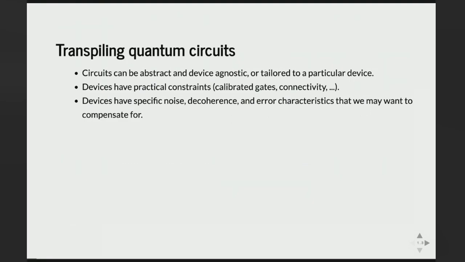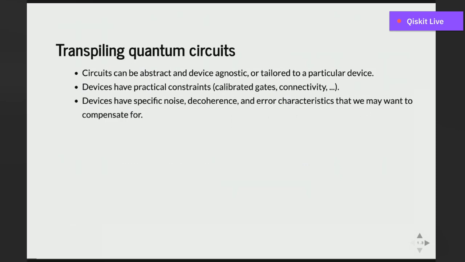Quantum circuits are a language for describing a problem or an algorithm. They can be very abstract. They can be written in a way that's agnostic to what device they'll eventually be executed on, or they can be written in a very specific way that's tailored to the particular gates that are available on a device or some other properties of a device. But to some degree, if they're going to be executed, then there has to be some resolution of that abstractness. The devices that we have today come with practical constraints. There are a limited number of calibrated gates. There's a finite degree of connectivity between the two qubit gates. And moreover, they come with very specific, detailed, and well-documented noise, decoherence, and error characteristics that maybe we want to compensate for, or maybe we want to try and take advantage of to some degree.